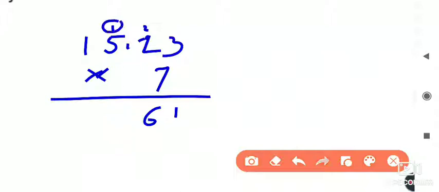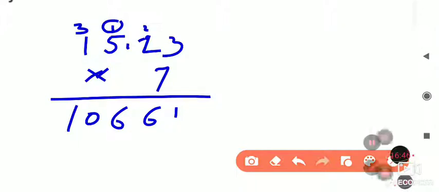7 5s are 35, plus 1 is equal to 36. 3 carry. 3 1s are 3 plus 1. 7 1s are 7 plus 3 is equal to 10. Okay. Now here I have to put the decimal point. So where will the decimal point come?